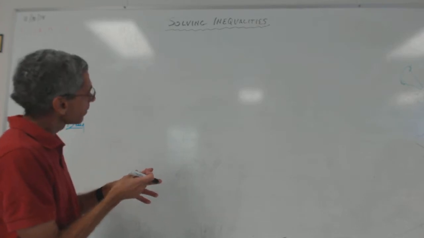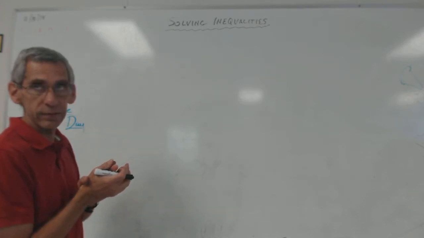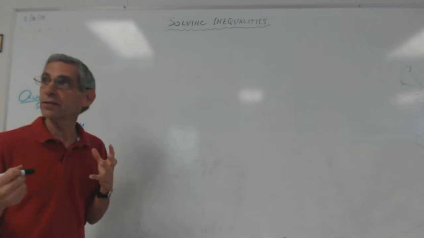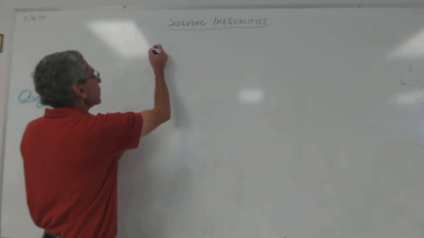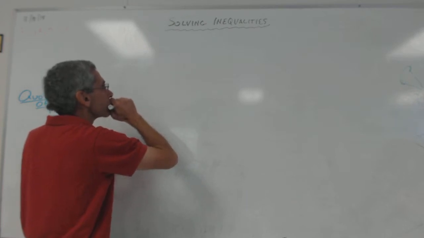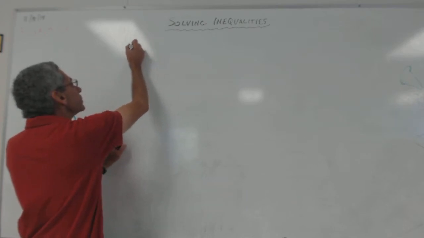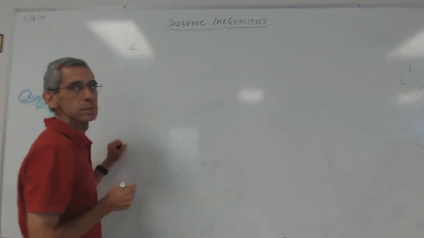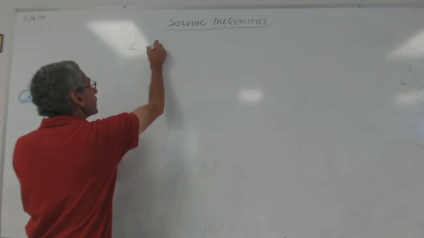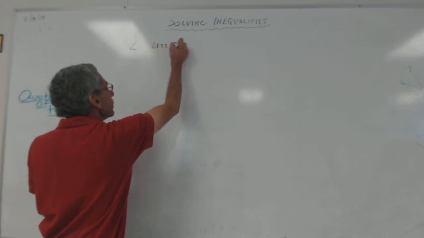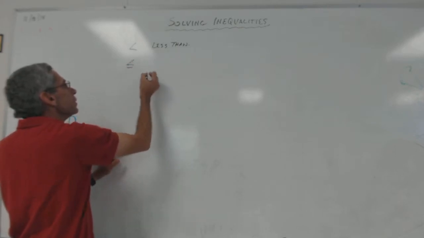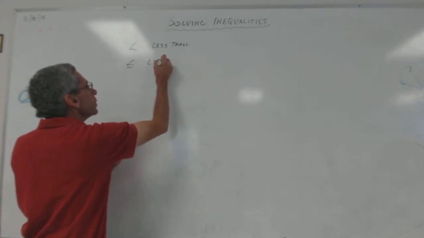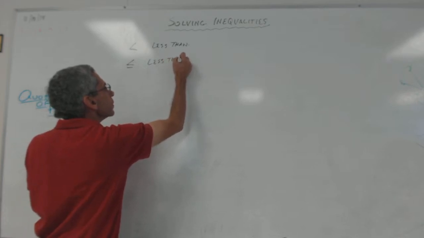So all right, inequalities. Solving inequalities. So let's just look at some of the rules. Okay, we're fine. So what is this sign? Less than, right? That's less than. I just want to be sure you guys are all together. And what is this? That's greater than or equal to.